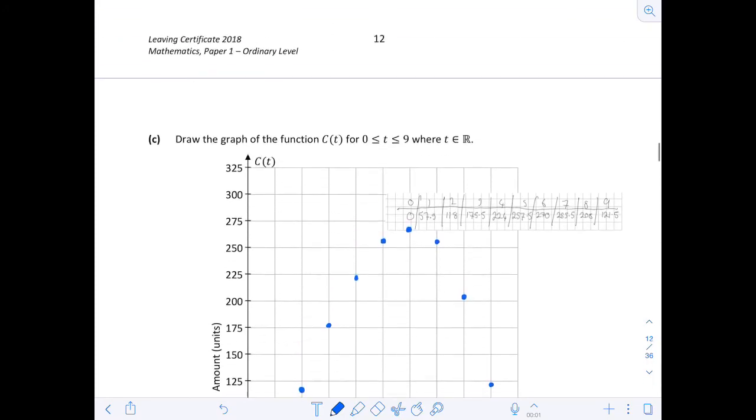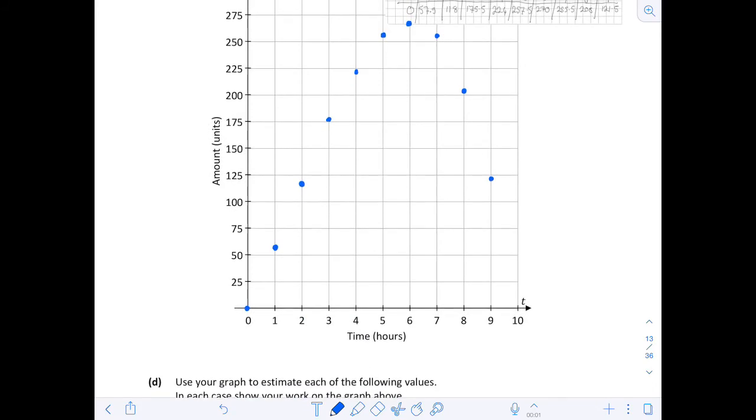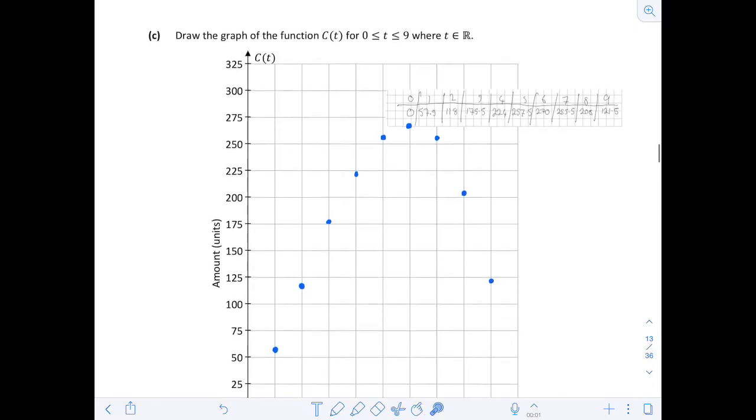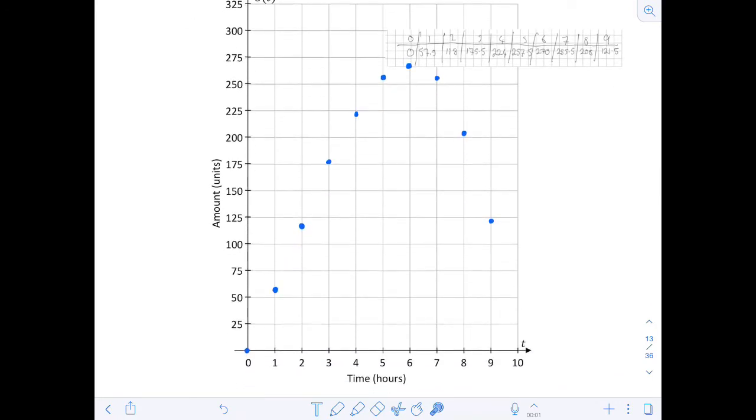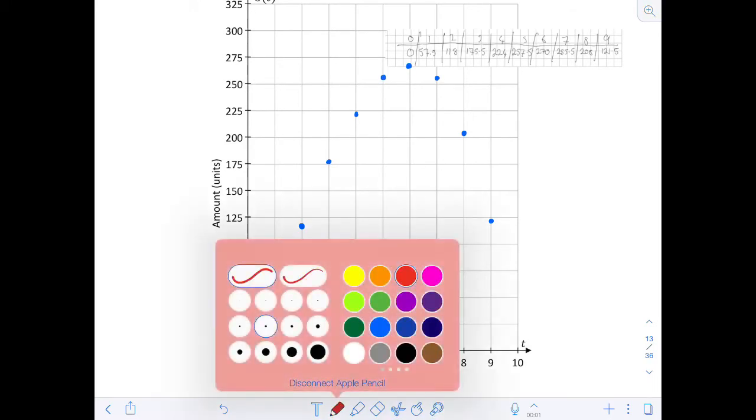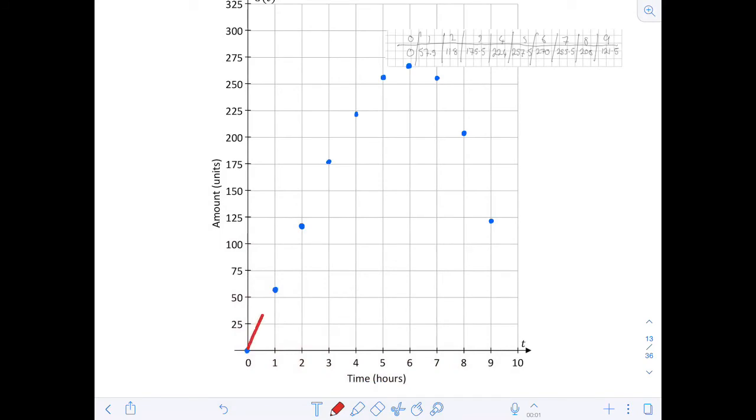Okay, so we're being asked to draw the function. Let's change my pen, that was my pen dying. Brilliant. Let's let this warm up here. So we have information in our table, and then we plotted that information with the blue dots. Yes, okay. So I can now join up my dots. I'm going to try and make a smooth curve.